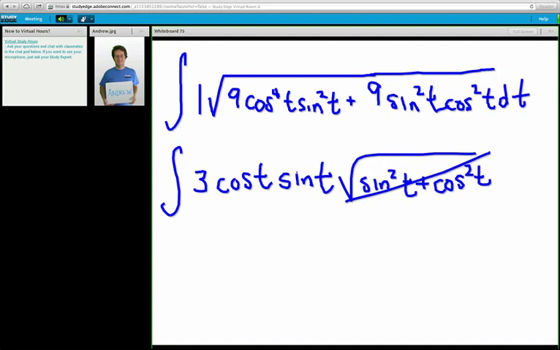3 cosine t sine t. When I integrate this guy, it's going to give me 3/2 sine squared t.